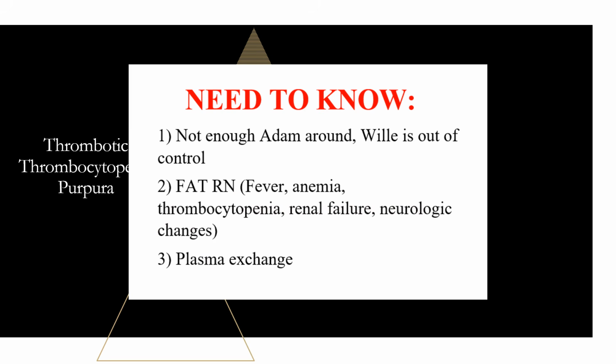Now, what do you need to know about TTP? You need to know that there's not enough ADAMTS13 around. Willie's getting out of control. Willie's hanging onto all those platelets, causing all the problems we see. And the problems that we're going to have is FAT RN. So fever, anemia, thrombocytopenia, renal failure, neurologic changes. And then finally, how do we treat them? We treat them with plasma exchange. Give them some good plasma without all those problems with the decreased ADAMTS13 and all those antibodies against it.